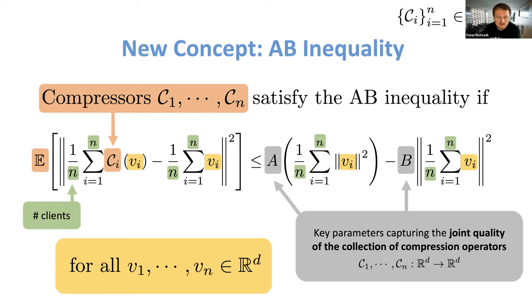So what we do, we choose these compressors, and then we need to prove this inequality, and A and B would be just a property of this choice of compressors. So we want to design these compressors so that A is as small as possible and B is as large as possible. But we cannot just choose A and B to be anything, because this inequality has to hold for every vi, so all these vectors vi in R^d.